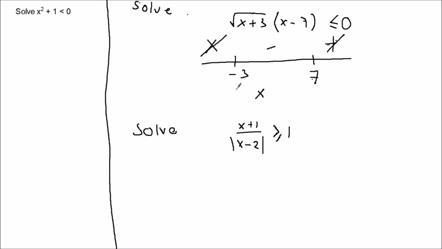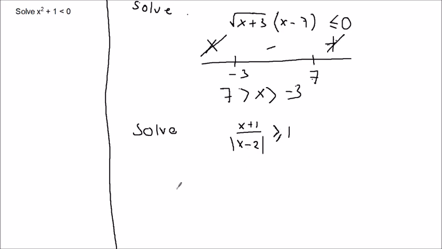And how do I denote that? I'm stupid. 7, x, and then -3. Like that. And finally, solve the absolute value of x plus 1 over x minus 2 is higher than or equal to 1.